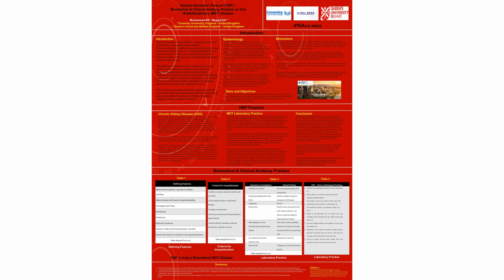Systemic small vessel leukocytoclastic vasculitis, so where the leukocytes can cause a bit of a detriment to the endothelial, and then purpuric skin lesions on arms, legs, and actually on the behind of patients who are diagnosed as well. And then criteria for hospitalization in Table 2.